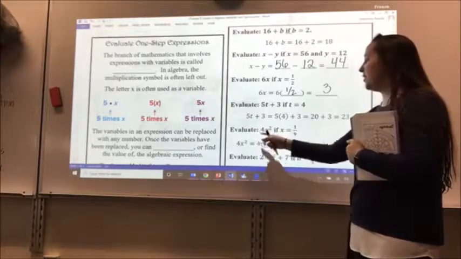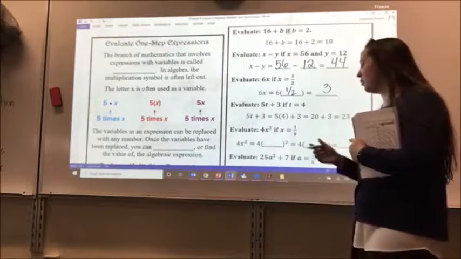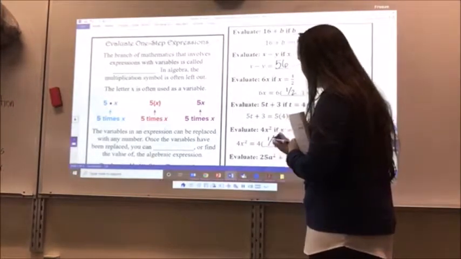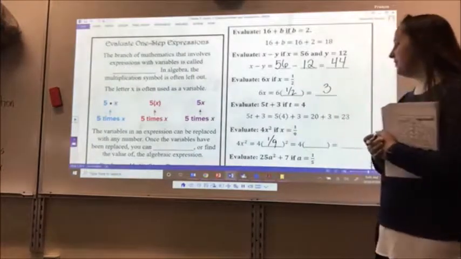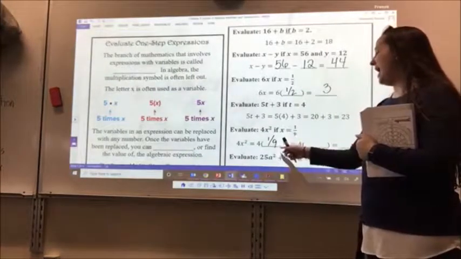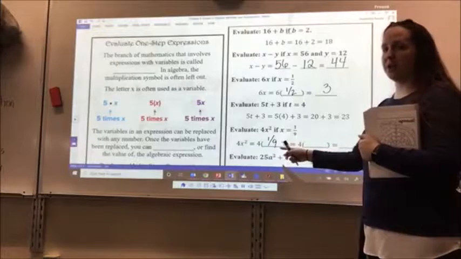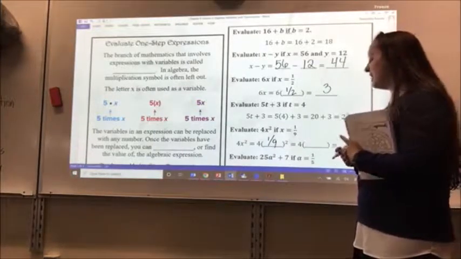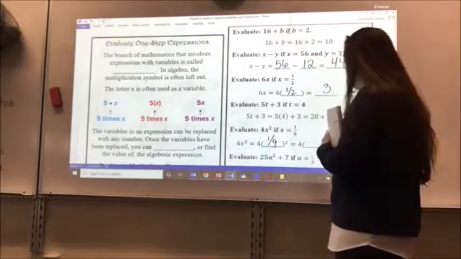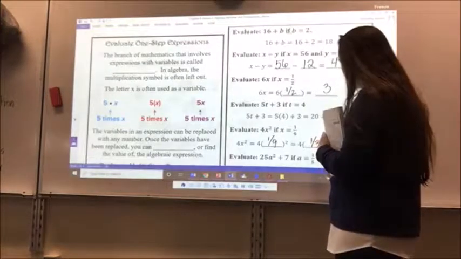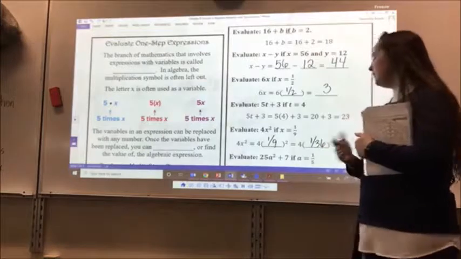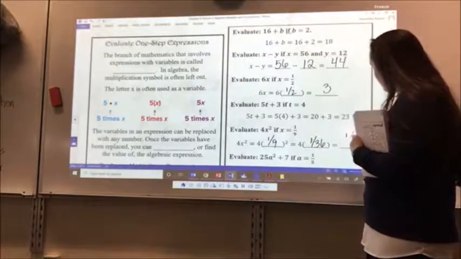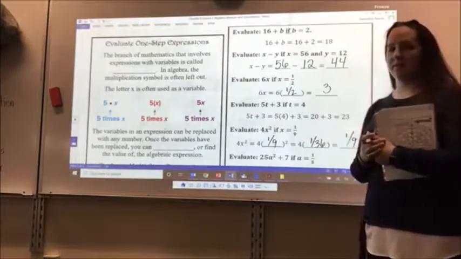Then I have evaluate 4x squared if x equals 1/9. So I substitute in 1/9 for my x variable. And I have to follow order of operations, so I have to do the square first, because that's the exponent. So 1/9 squared gives me 1/81. Then when I multiply 4 times 1/81, I get 4/81 when I simplify.